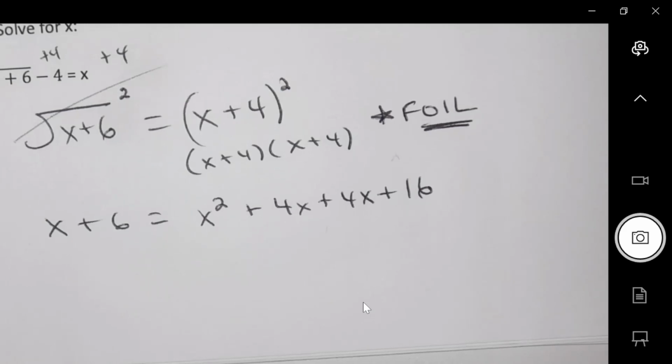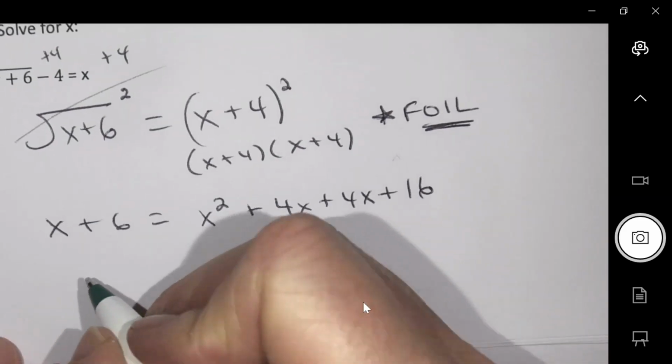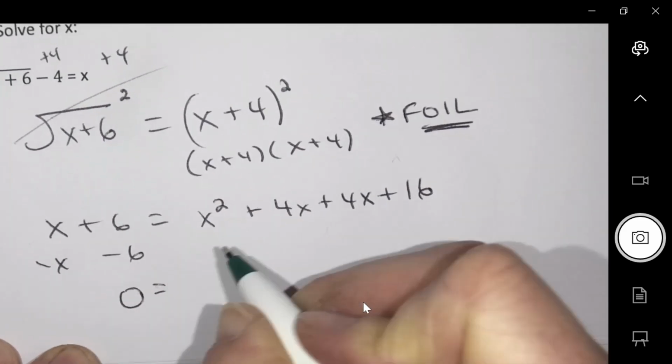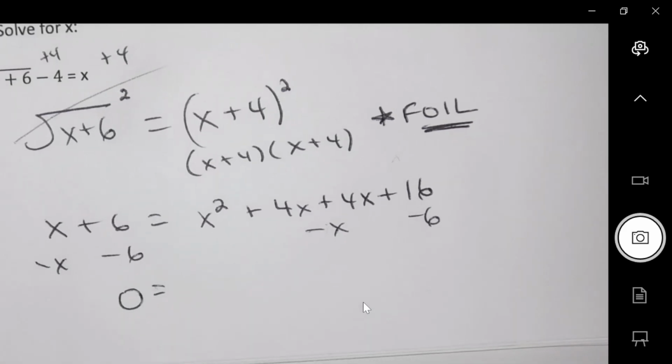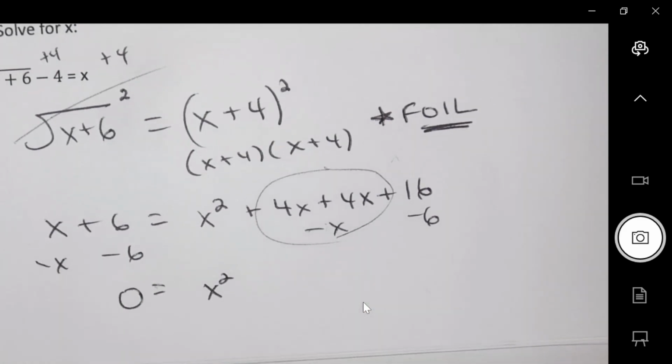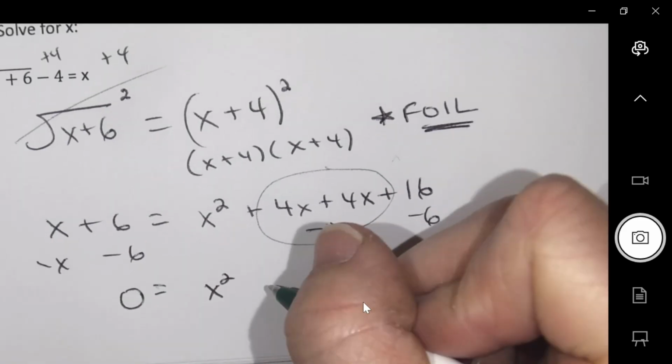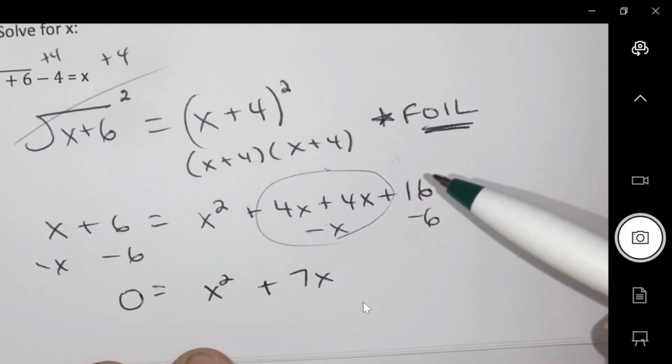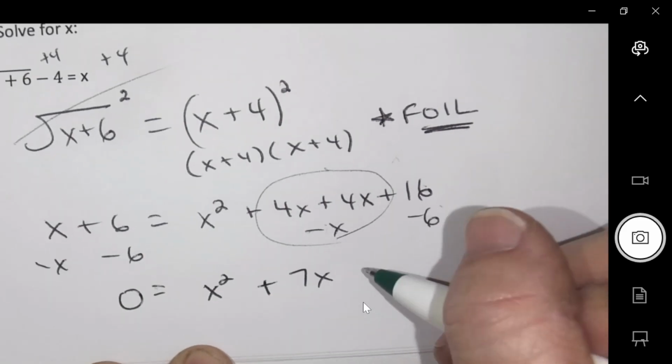What's the big algebra maneuver now? 0. So I'm going to equal 0. So I'm going to subtract an x. I'm going to subtract a 6. Okay, so I'm going to put that all together. So 8 minus 1, so that's 7x. And 16 minus 6 is plus 10.